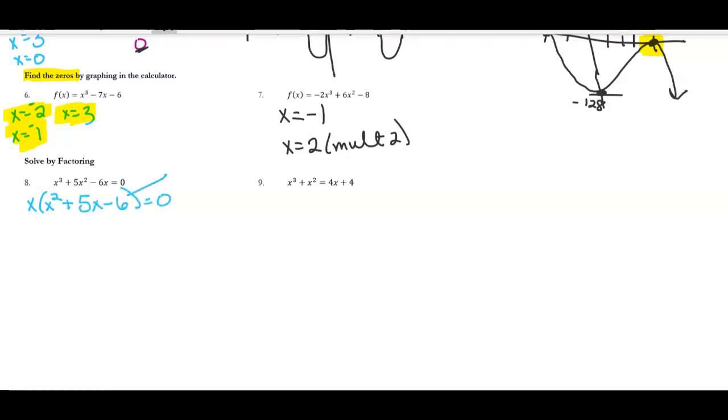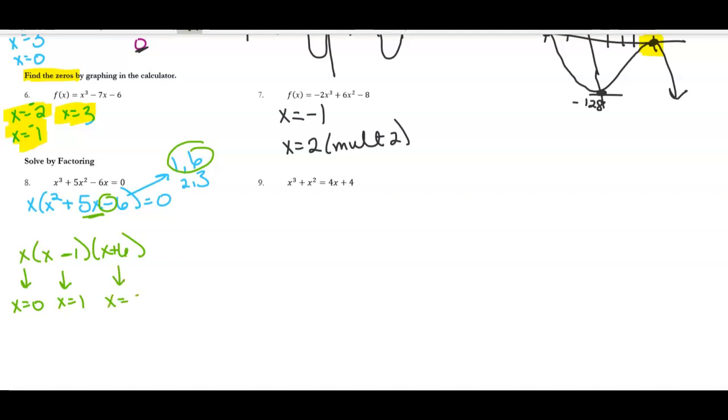And remember, for trinomials, this is when we do our listing of the last number. And for this one, we're going to subtract to give us 5. And the numbers that subtract to give us 5 are 1 and 6. So x with a 1, x with a 6. The only way I can get a positive 5 is if it's a positive 6 and a negative 1. And now we just do our zeros. 0, 1, negative 6.